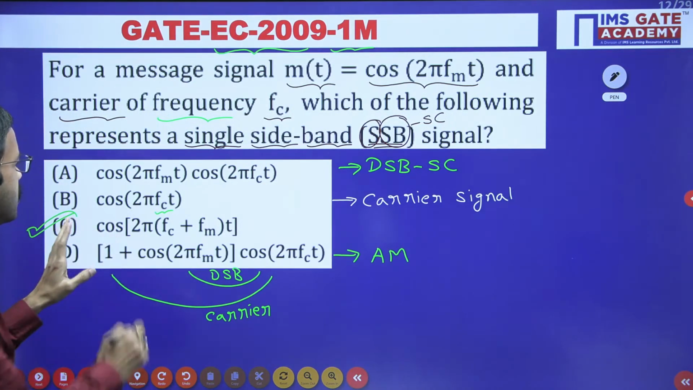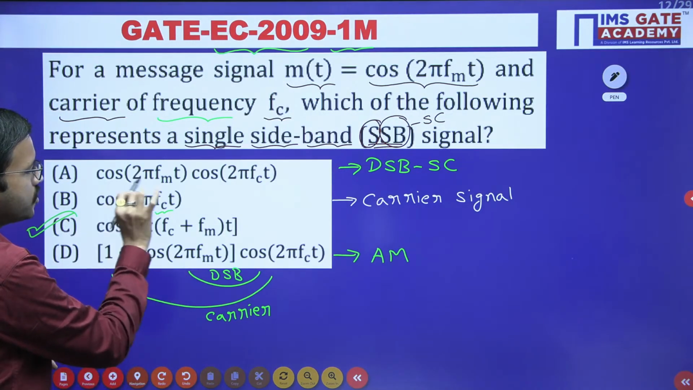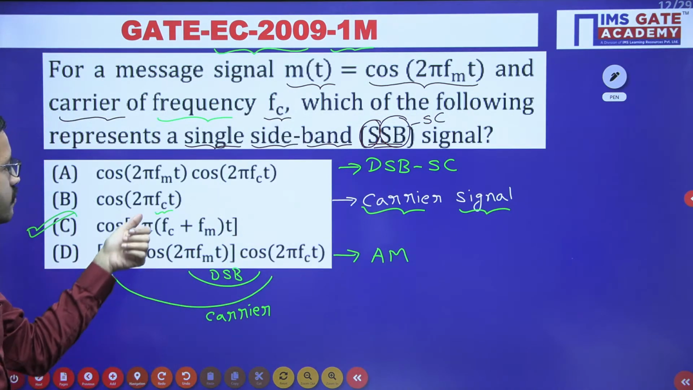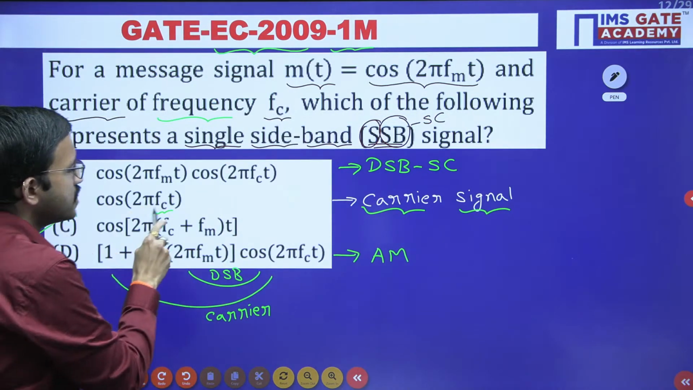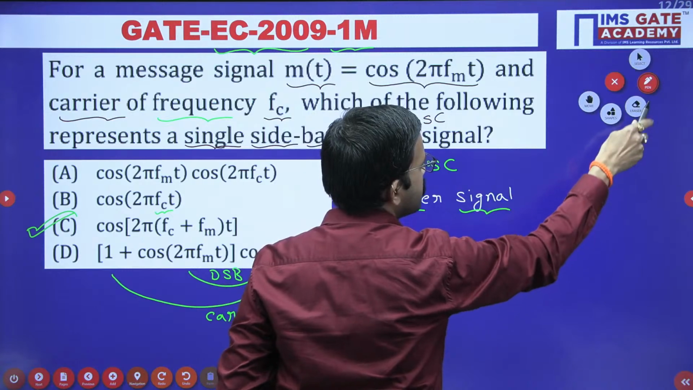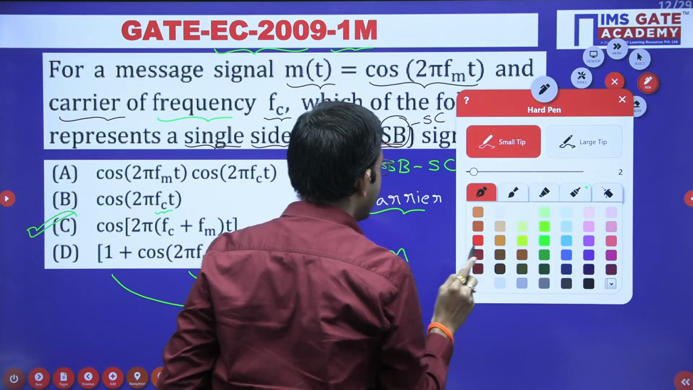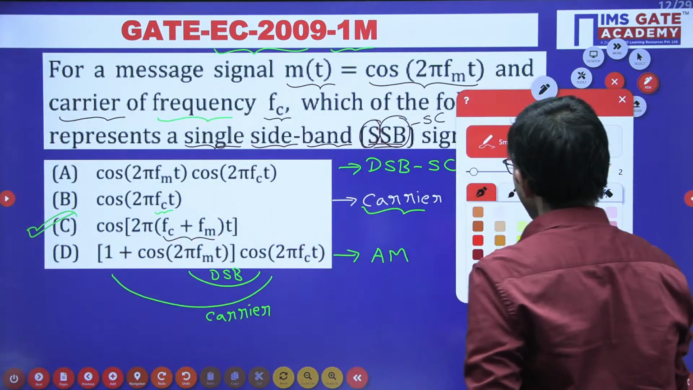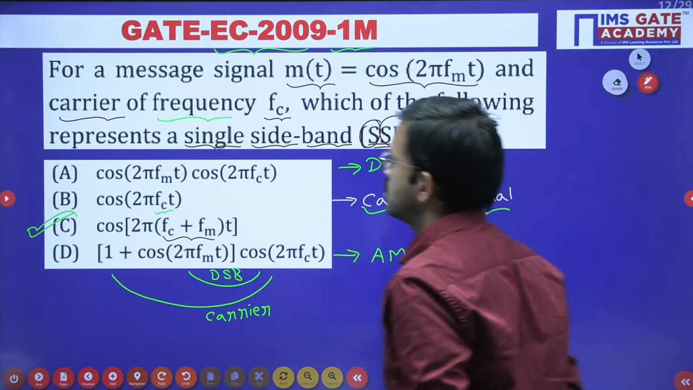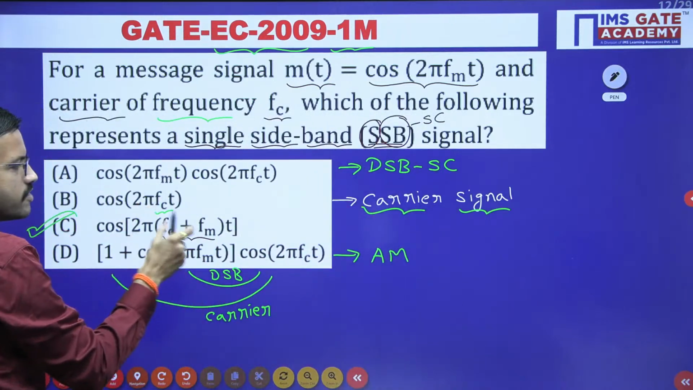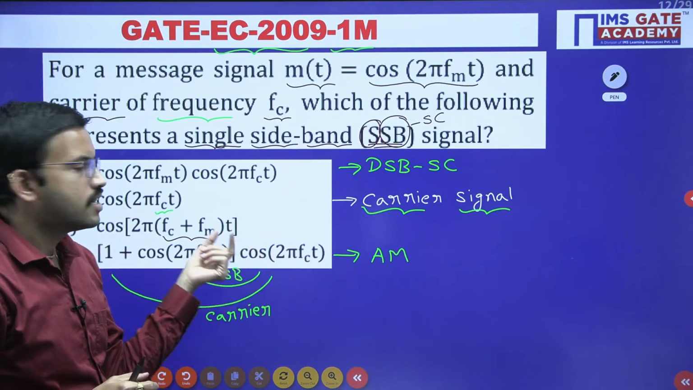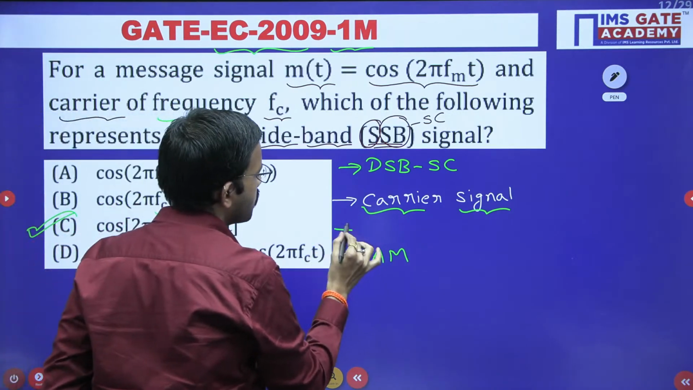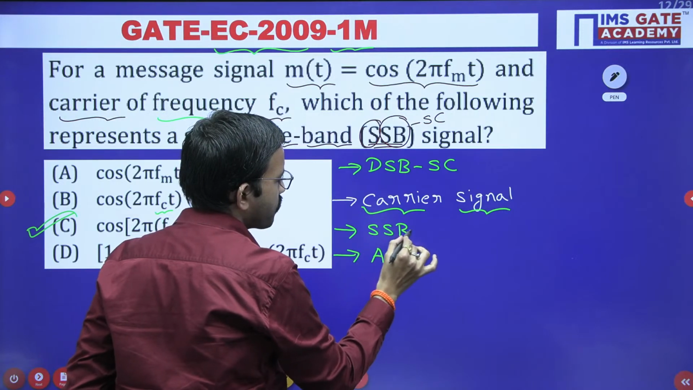Even here, you can clearly observe, when I said this is the carrier signal, which has the carrier frequency as FC. In place of FC, what do you have now? In place of FC, you have FC plus FM. Compared to FC, FC plus FM is a higher frequency, right? So that is nothing but the upper sideband. So it is the SSB-SC signal.